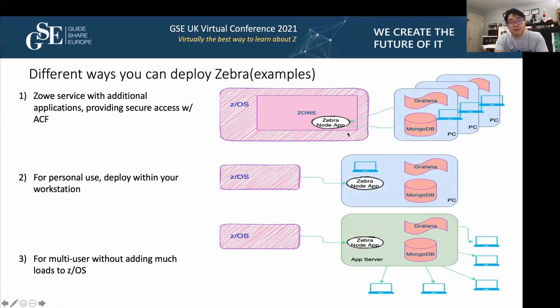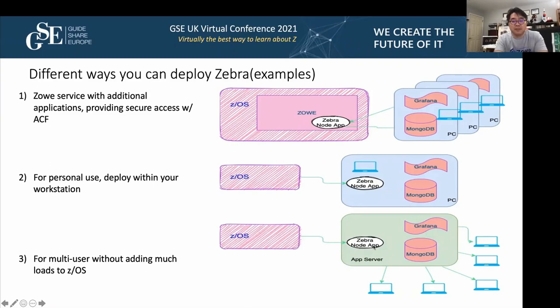So you can run it on Zowe, and you can run it under Unix System Services as a Node application, and you can connect to multiple clients, and clients can have their own Grafana and MongoDB running on their systems. And this is one way to use it. Or you can have your own PC or workstation running the Zebra Node app and just connect to the z/OS DDS service.